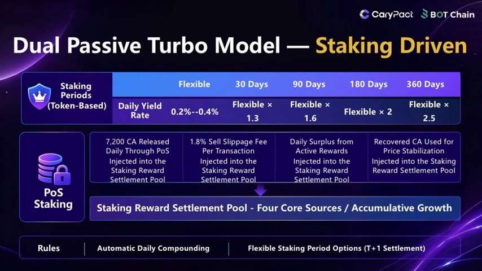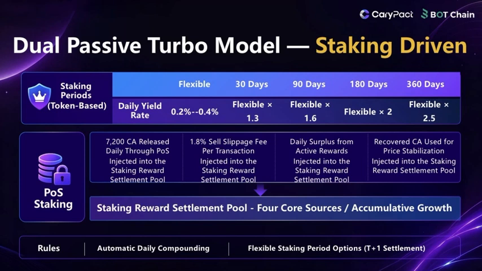Our model is token-based and designed to reward long-term participation through enhanced compounding benefits. For flexible staking, the daily return ranges from 0.2% to 0.4%. For 30-day staking, returns are based on the flexible rate multiplied by 1.3. For 90-day staking, returns are based on the flexible rate multiplied by 1.6.